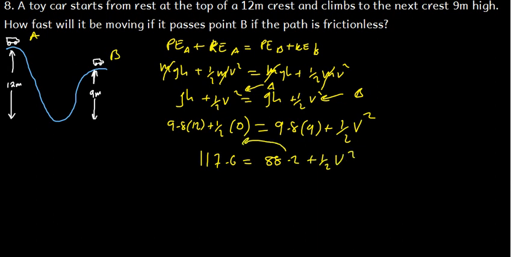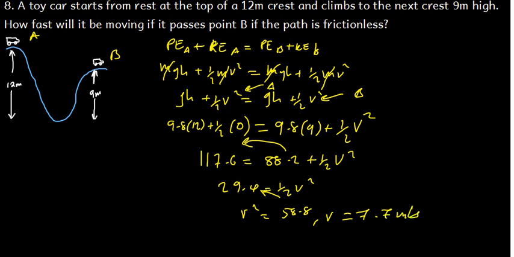So I take this one, the other side becomes negative and subtracts from 117.6. So we're saying 117.6 remove 88.2. That gives 29.4 being equal to half v squared. Then we can cross multiply. We multiply the 2 by that one. So that gives us v squared to be equal to 29.4 times 2, which is 58.8. So to remain with v, we are going to square root on both sides. So that will give us 7.7 meters per second. Okay.